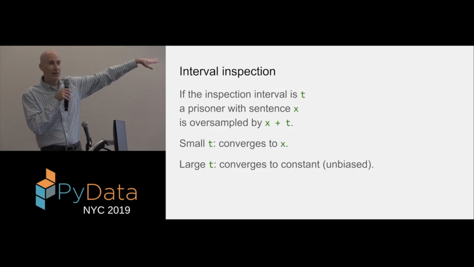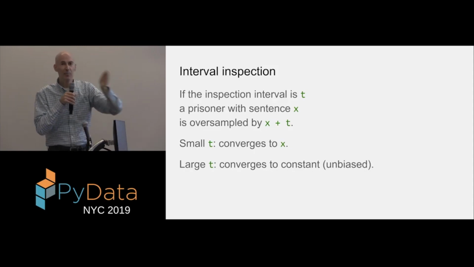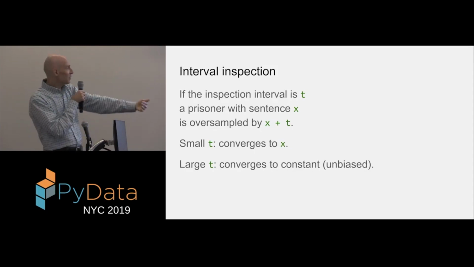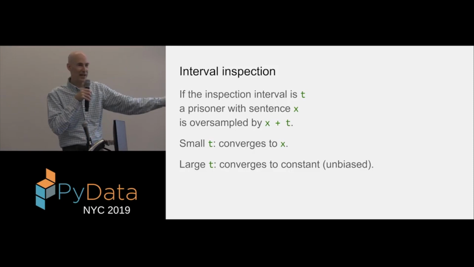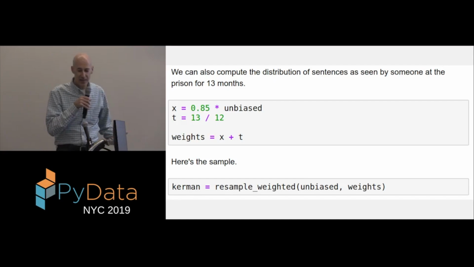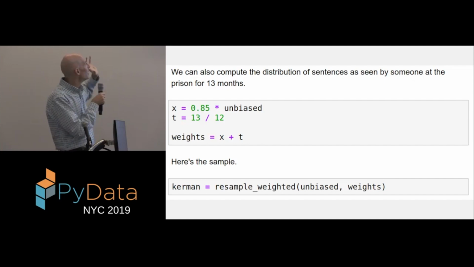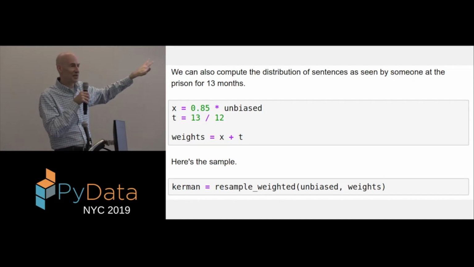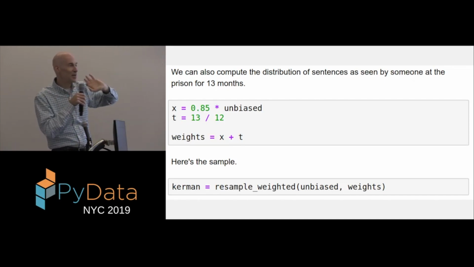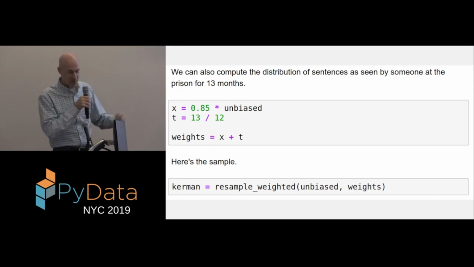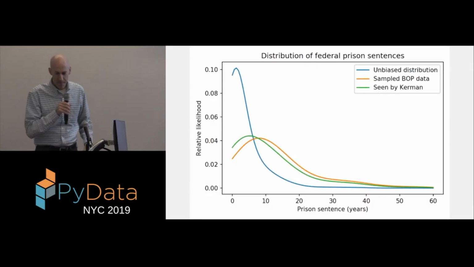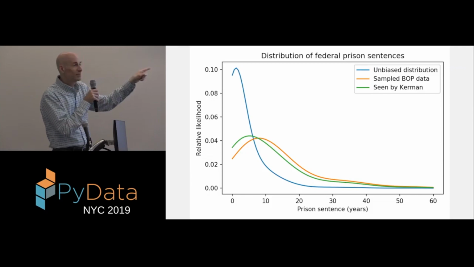So that when t is small, that converges to the completely biased view, and as it goes to infinity, it converges to the completely unbiased view. But we can compute in between what it looks like, which is to take x, which is the same 85% of your nominal sentence, and t, which is the amount of time that you're in prison, so 13 months converted into years. And so the weight is x plus t. So I now take my unbiased view, apply these weights, and I get the green line.